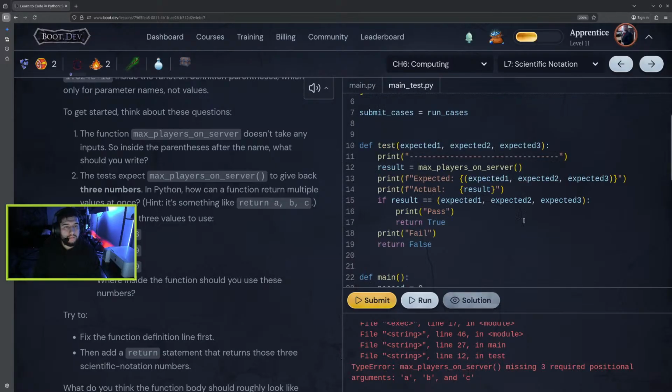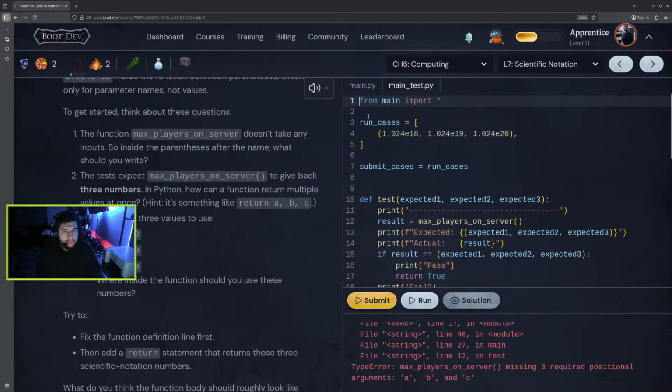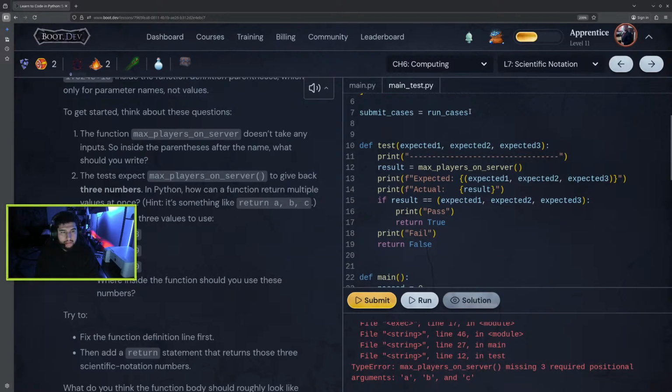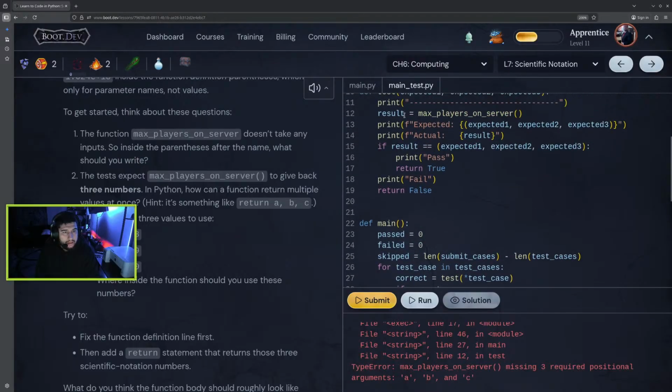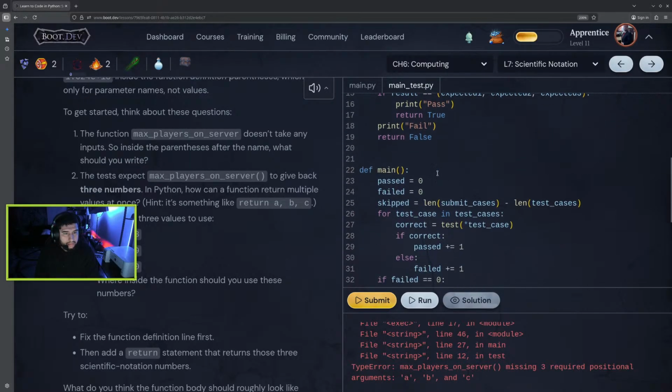Let's go to the main test.p. Alright, so the run cases are here. The three values that they're gonna use are over here. Submit cases, run cases. Expected 1, result equals expected 1, 2, 3.